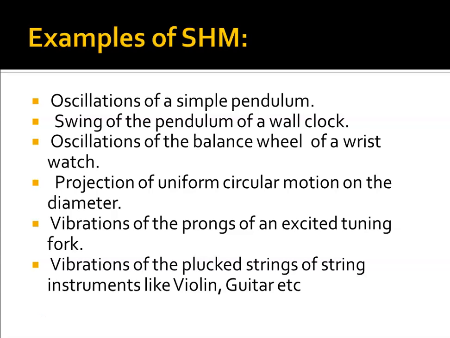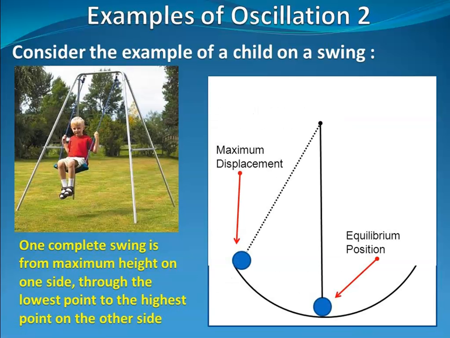Projection of a uniform circular motion on a diameter, that I will explain later. Then vibrations of the prongs of an ancient tuning fork. Vibration of a plucked string of a string instrument like a violin or guitar. If you disturb a violin or guitar string which is under tension, it will oscillate and produce some sound. Similarly, the tuning fork, I think you would have done many experiments using the tuning fork and the sonometer. These are all examples of simple harmonic motion.